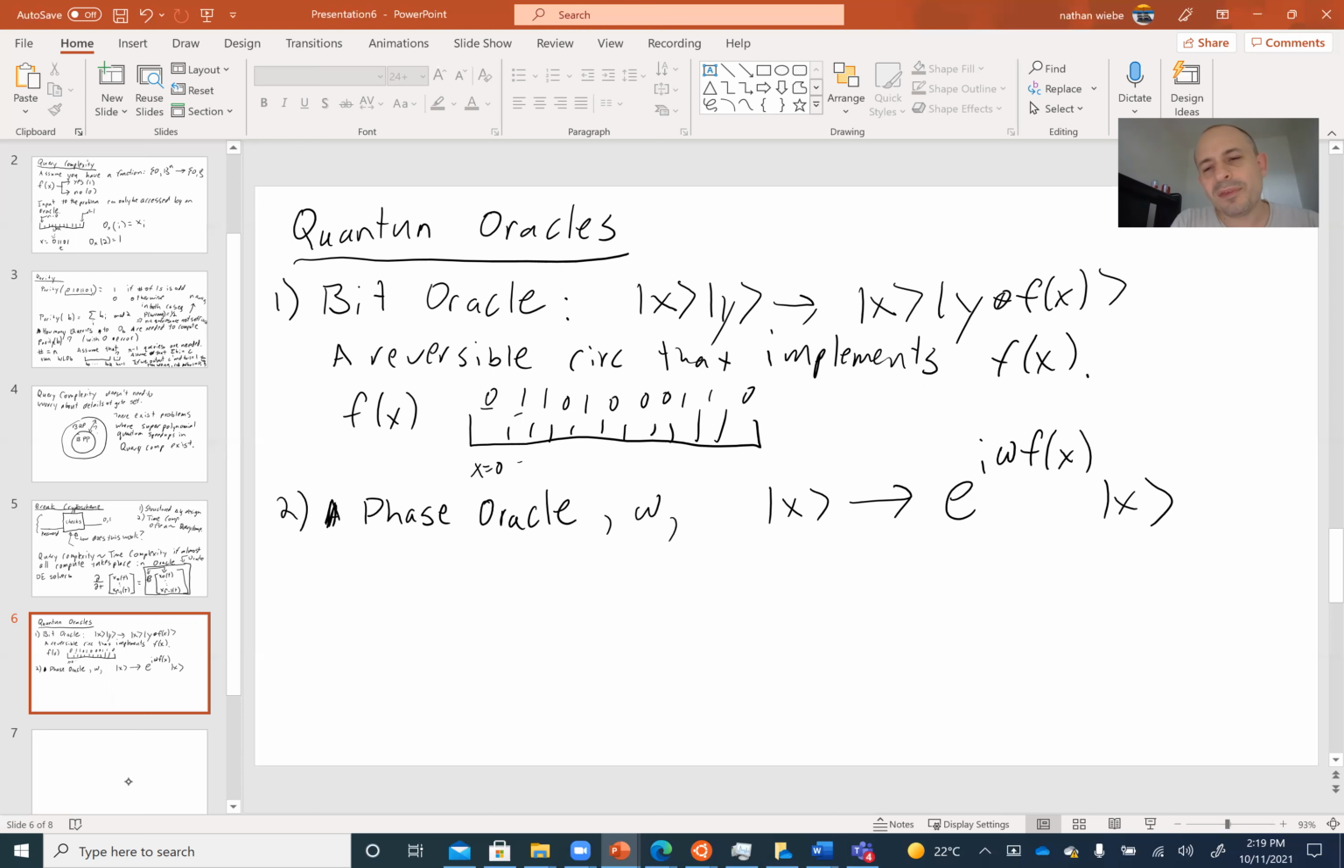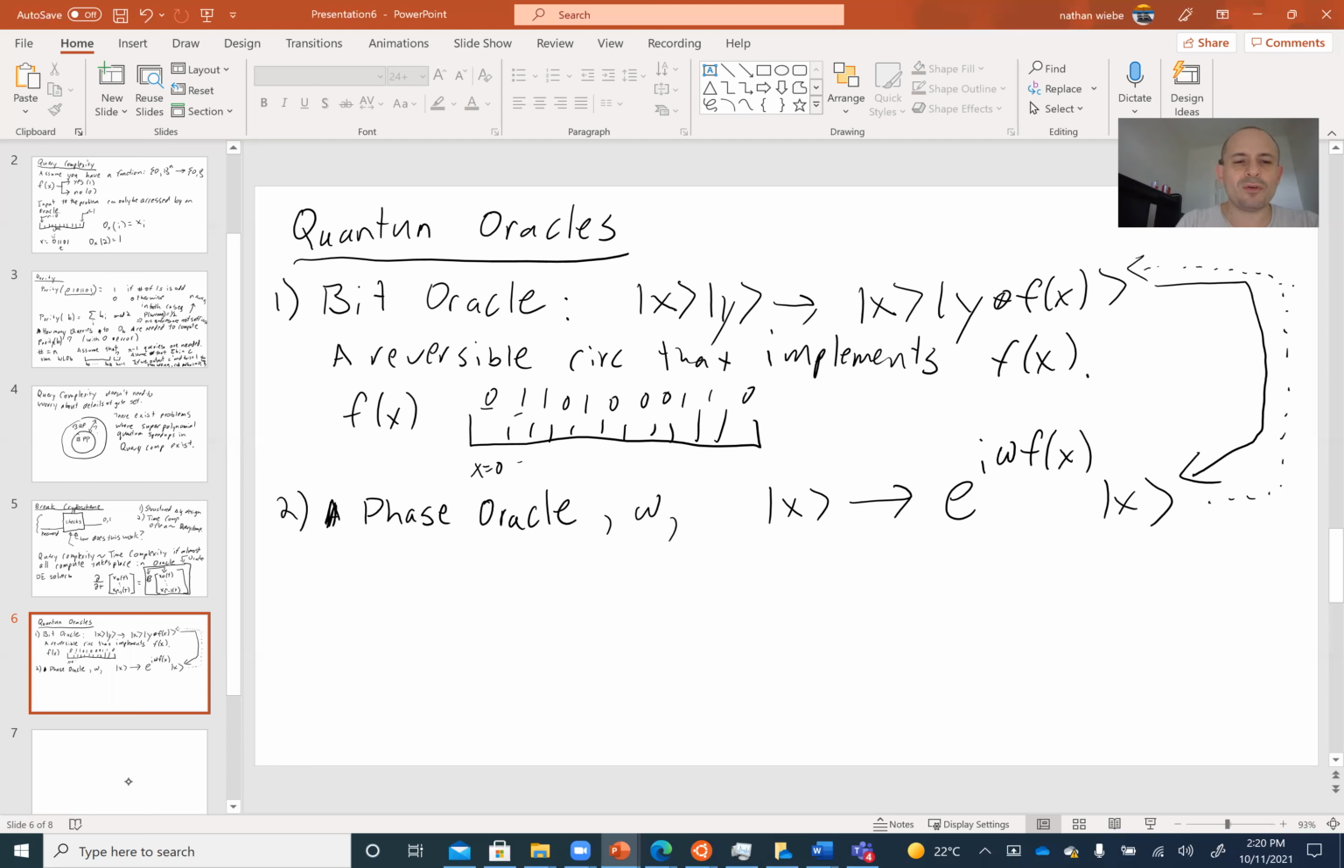In most quantum algorithms, if we're given a bit oracle, the most convenient thing to do is to convert it over to a phase oracle. However, it's not always easy to work backwards. If you're given a phase oracle, it's often a lot more work to go backwards and build a bit oracle. But given a bit oracle, it's really easy to build a phase oracle.